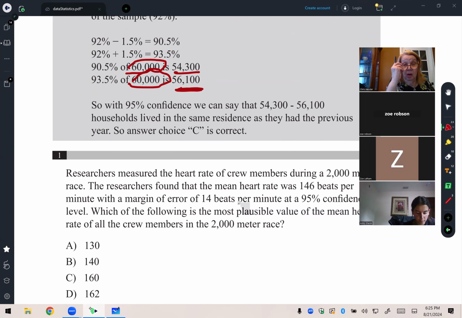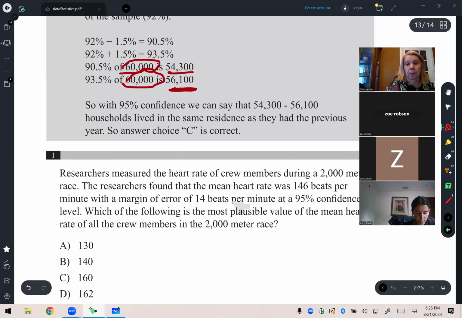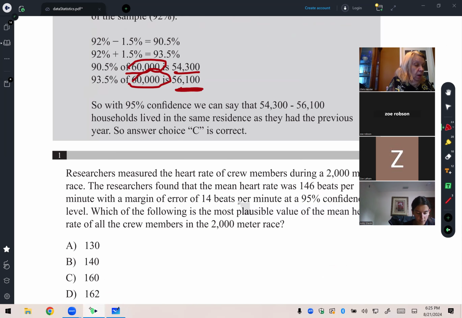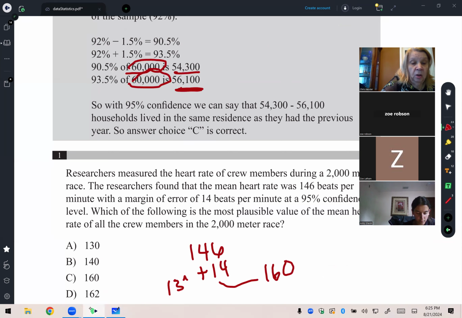Researchers measured the heart rates of crew members doing a 2,000-meter race. The mean heart rate was 146 beats per minute, with a margin of error of plus or minus 14. So that'll be 160, and then we subtract it, and that'll be 132. And so the only number that's between there, the most plausible, the most reasonable would be 140.